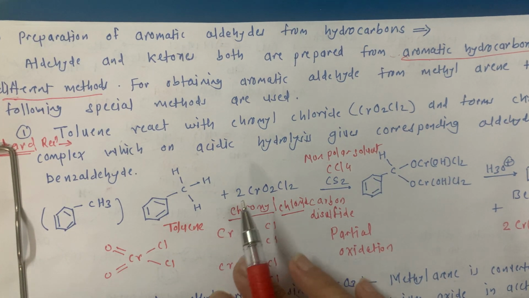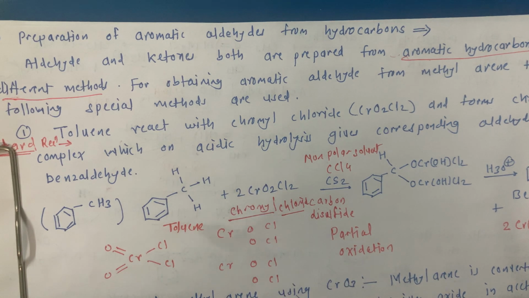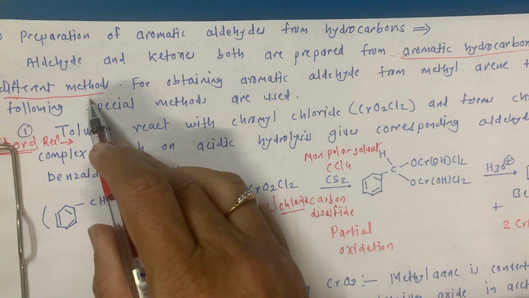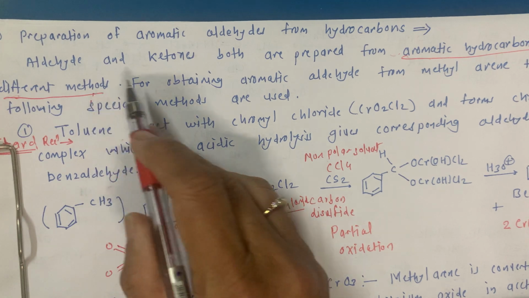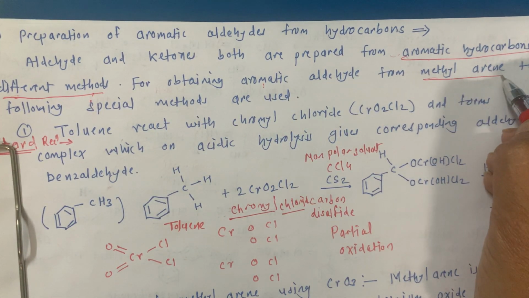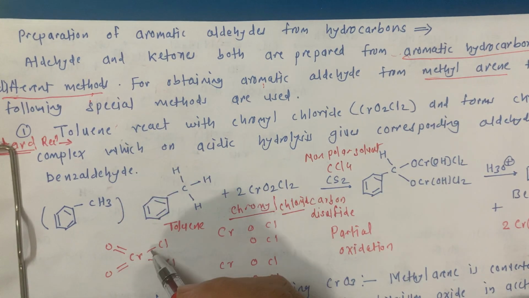Grignard reagent, there is aliphatic Grignard reagent. When you want an aromatic one, there is aromatic Grignard reagent, and starting with the aromatic compound or the aliphatic compound, you get the aldehyde and ketones. But now here there are different methods for obtaining aromatic aldehyde from methyl arene. The following special methods are used.